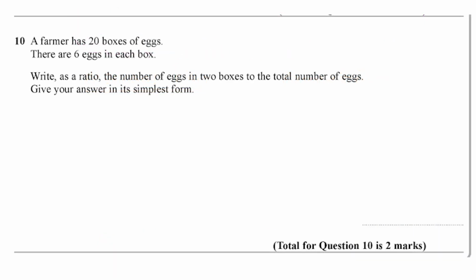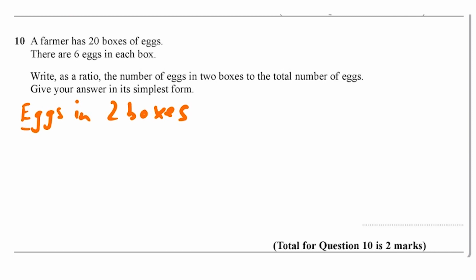Question number 10. A farmer has 20 boxes of eggs. There are 6 eggs in each box. Write as a ratio the number of eggs in 2 boxes to the total number of eggs. Give your answer in its simplest form. The way I'm going to do this is to work out the number of eggs in 2 boxes and then the number of eggs in 20 boxes, and I'm going to compare them to each other, and that will give us the ratio.